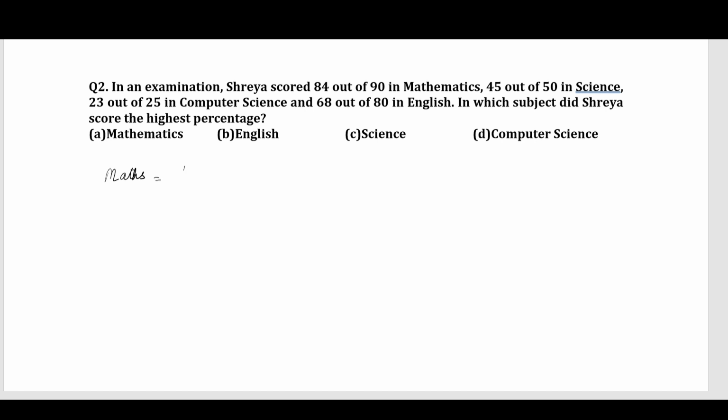Mathematics is 84 by 90, out of 90. Then science is 45 by 50. Computer science is 23 out of 25. Next, English is 68 out of 80. So we have to find the percentage, and whichever is highest will be the answer.